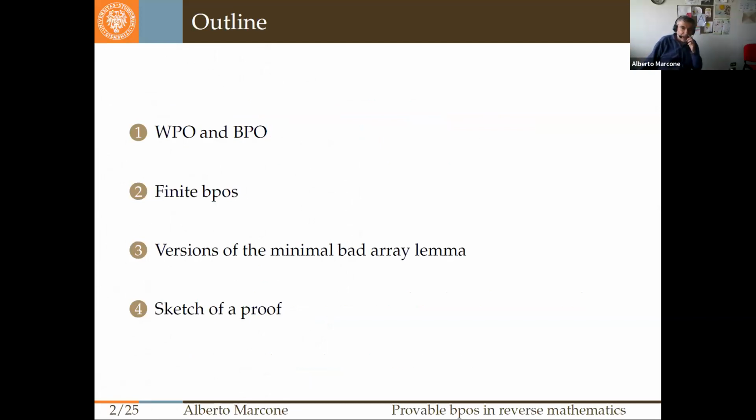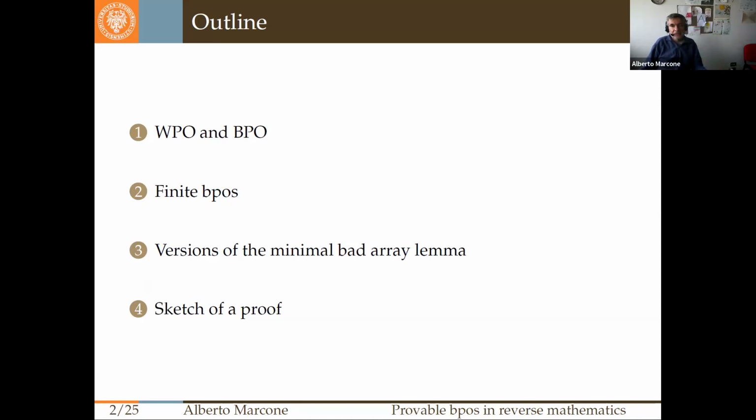So the plan of my talk is to start by telling you what WPOs and BPOs are. So even maybe the younger people who don't know this notion will learn it, hopefully. And we will concentrate especially on finite better partial orders. I will mention some recent results by Anton Freund, especially, that have really changed the situation there a little bit. And in this context, I will be able to prove something about the provable better partial orders of my title.